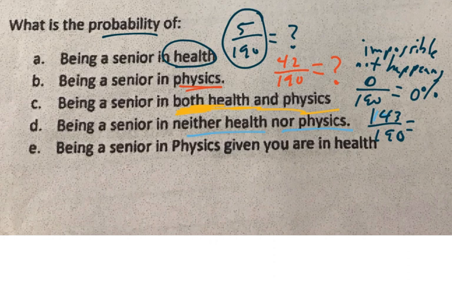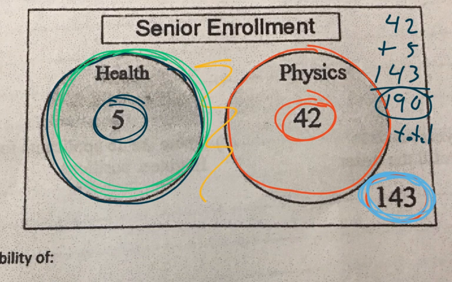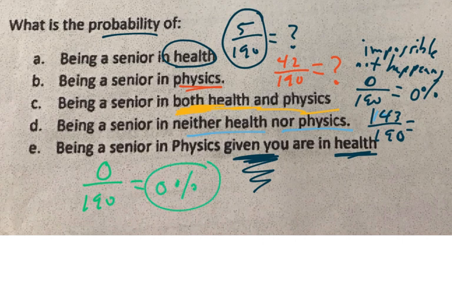Okay, E, being a senior in physics, given, we have a conditional statement, you are in health. So, if we know we are in health, well, there's only 5 of them that took health, but we're a senior that's taking health. How many of those seniors are taking physics? There is, again, nothing shared between the two, right? Nobody's taking both. So I hope you understand the answer for this one is 0 out of 190 again, or 0%, which again means impossible.